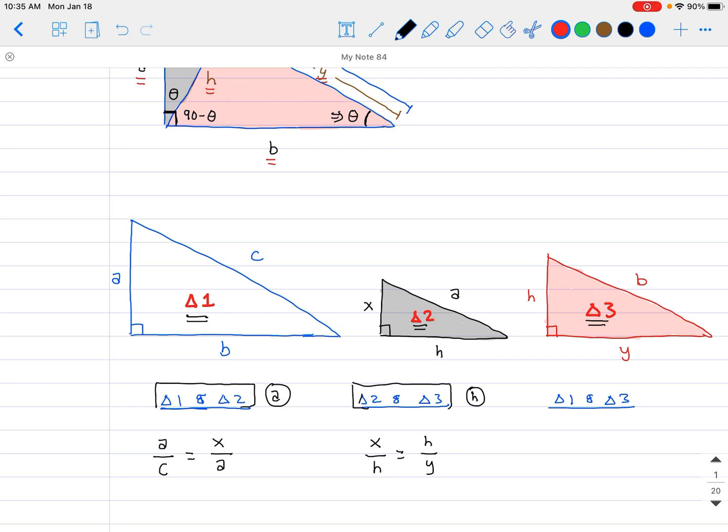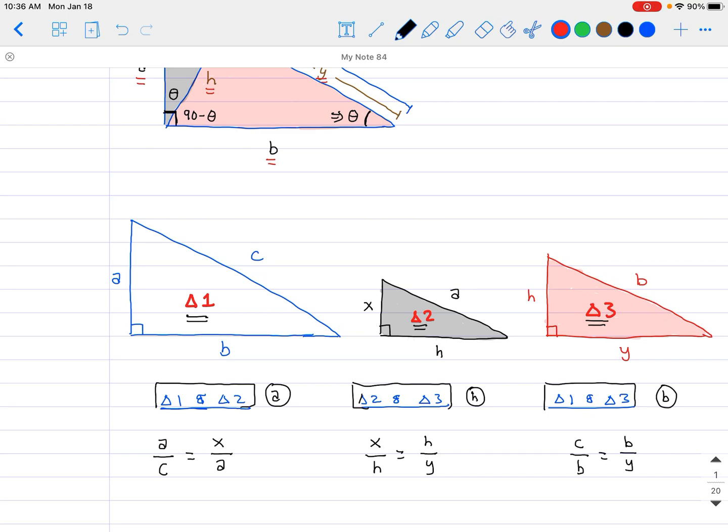And finally, for triangle number 1 and triangle number 3, looking at what they have in common, I'm noticing side B is what they have in common. So that means we're going to set up some sort of similarity with those two. Let's see. Looks like we're going to use C over B is equal to B over Y. And hey, as you know it, B is then a geometric mean with C and Y. Just like in the middle one, H is the geometric mean with X and Y.